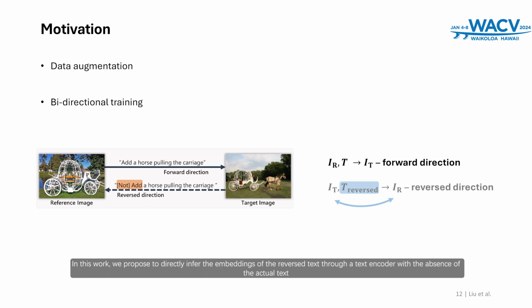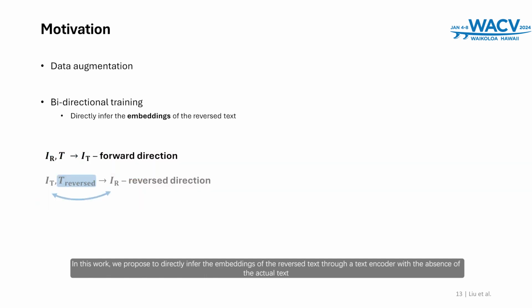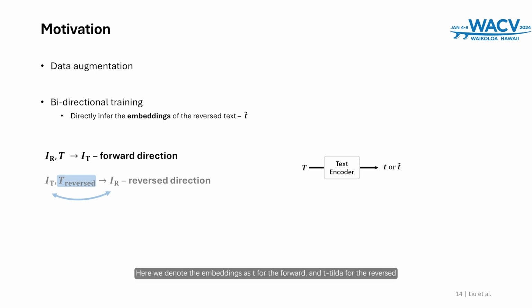In this work, we propose to directly infer the embeddings of the reverse text through a text encoder with the absence of the actual text. To put it simply, our aim is for a text encoder to take in as input only the forward text, and produce embeddings of either direction. Here we denote the embeddings as T for the forward and T tilde for the reverse.